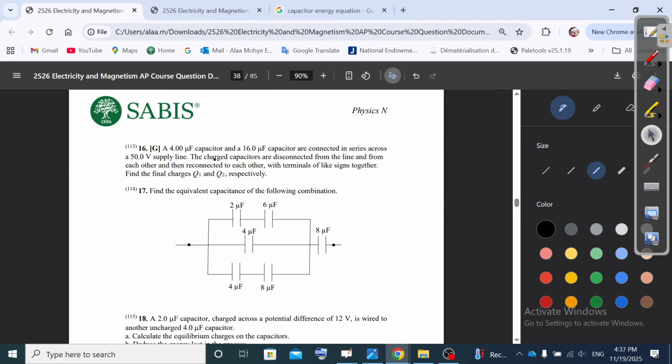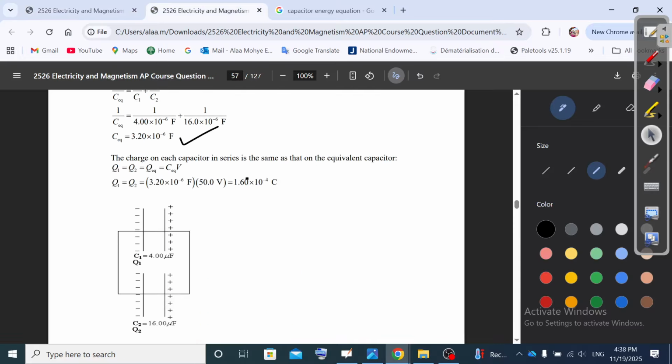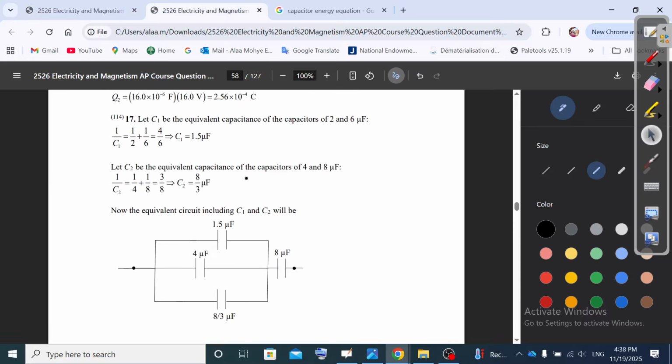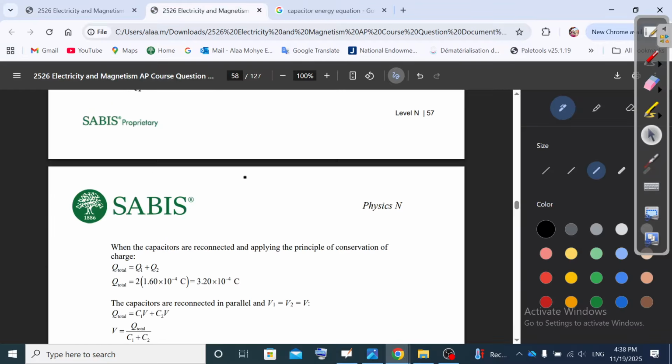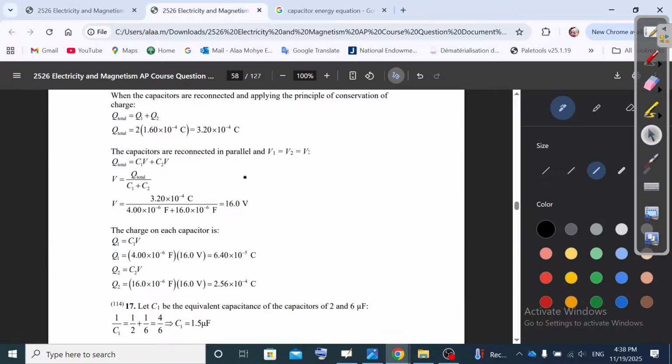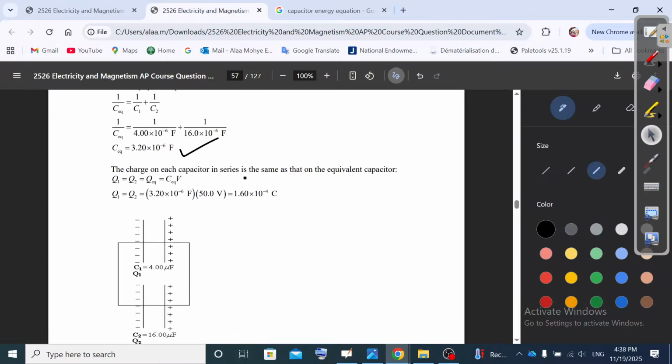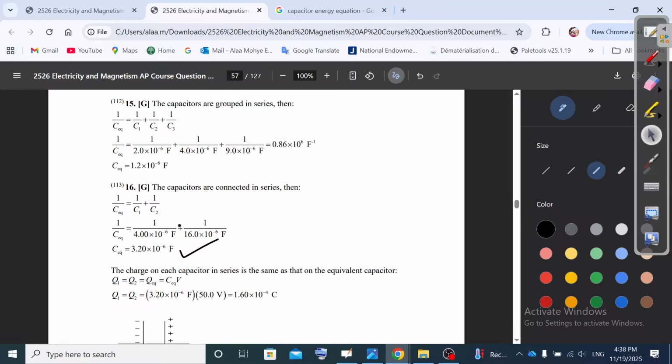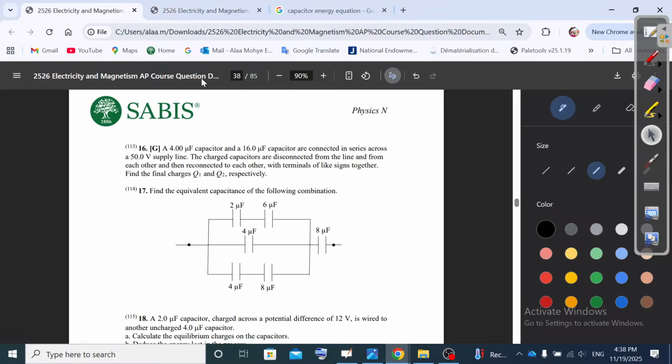A 4 microfarad capacitor and another capacitor, whatever, what do they want? Find the final charges Q1 and Q2. Again, it's your simple Q equals CV. It's really simple. Oh, where did it go? Did I lose it? Wait, 16 something.